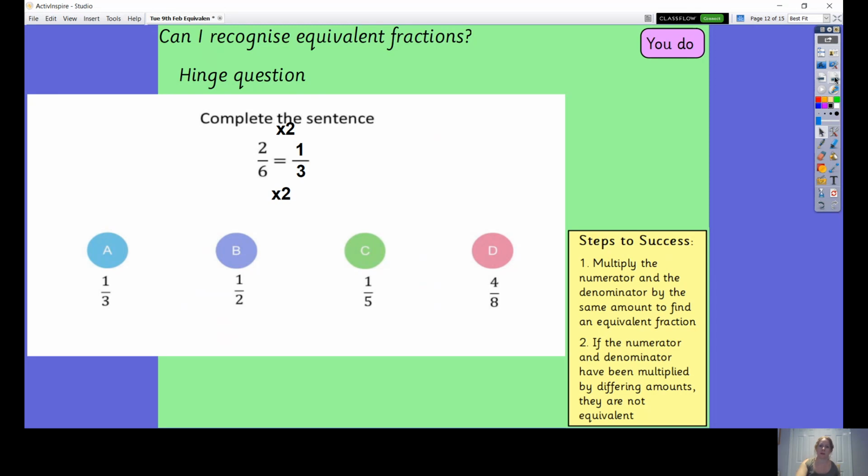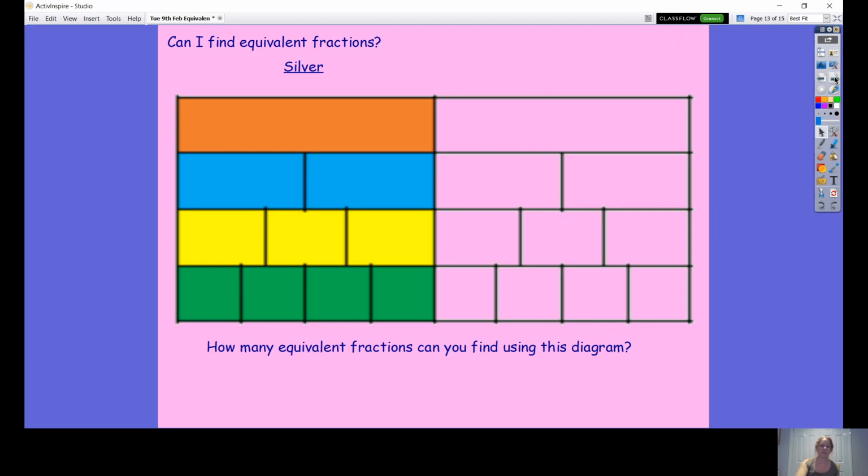Okay, so your task for today, here's the silver task. You've got a fraction wall, and it's a bit like we were doing in the main session, trying to make sure you've got all of those equivalent fractions that you can find using this diagram. It's a slightly different diagram to the one we had in the whole session. It hasn't got quite as many bars on it. So see how many you can write down, okay? So pause here and have a go at that, and then I'll move you on to gold in a second.